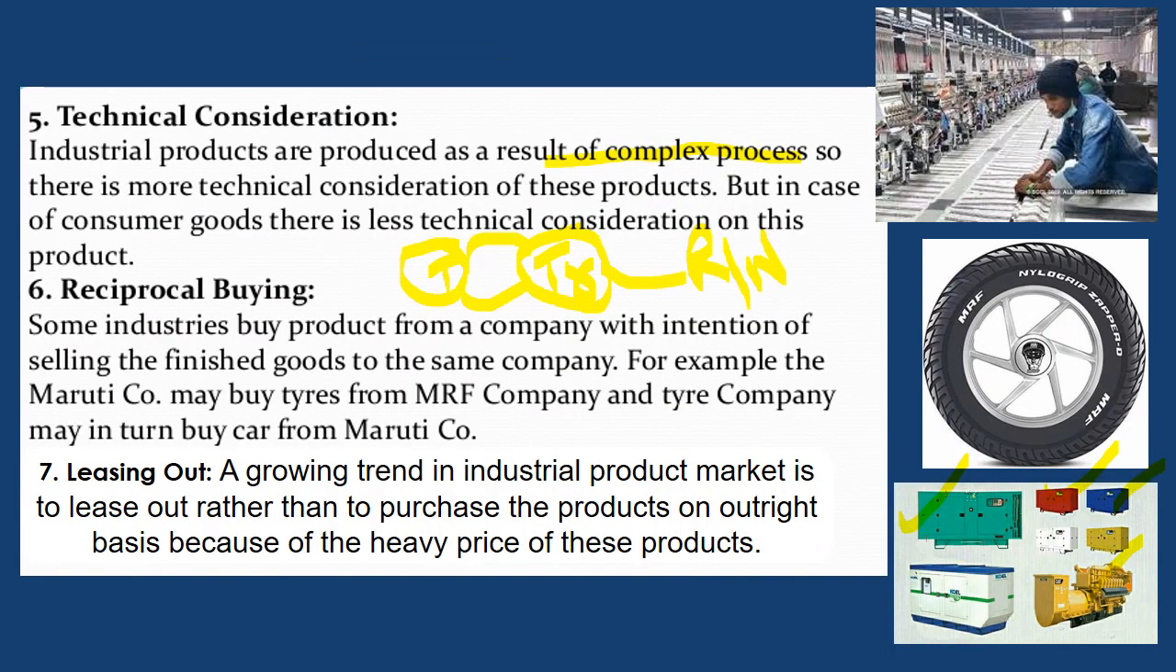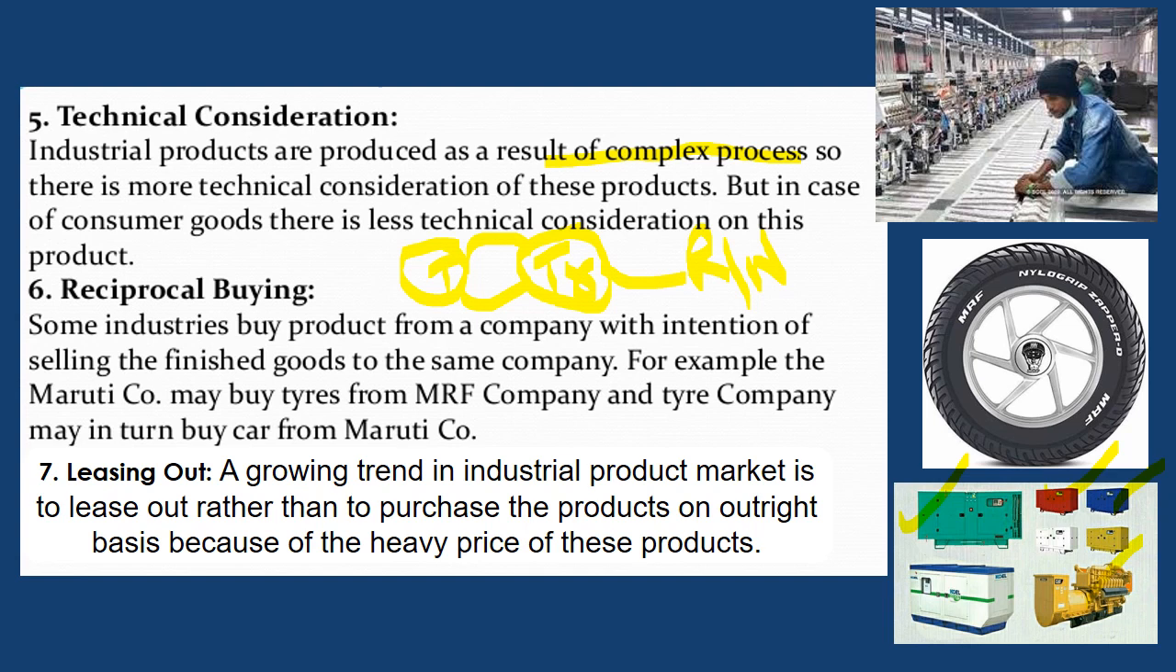The fourth one is technical consideration. What is this technical consideration? We are talking about goods which are complex. Why? Because these are not simple things. These are things where you need a lot of technology, so that the goods are getting converted into finished products, so that it will become a consumable product.